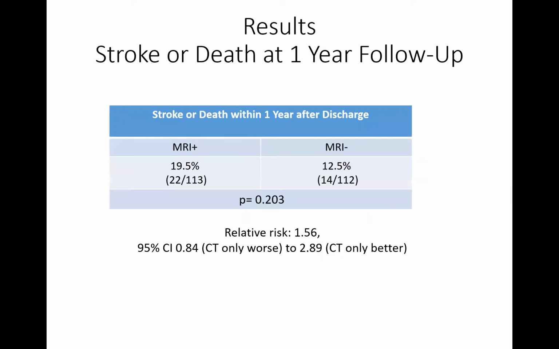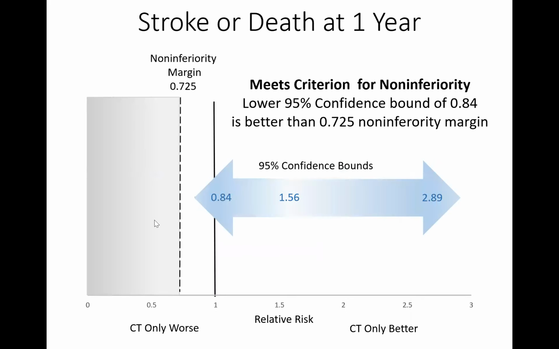And here's what we found. Again, no statistically significant difference between the two groups. But when we look at the relative risk, the CT only group actually did better than the MRI group, with fewer patients who died or had strokes. And if we look at the limits of the 95% confidence bound, the lower limit was 0.84, our non-inferiority margin was 0.725. So again, by this margin, CT only was non-inferior to MRI.